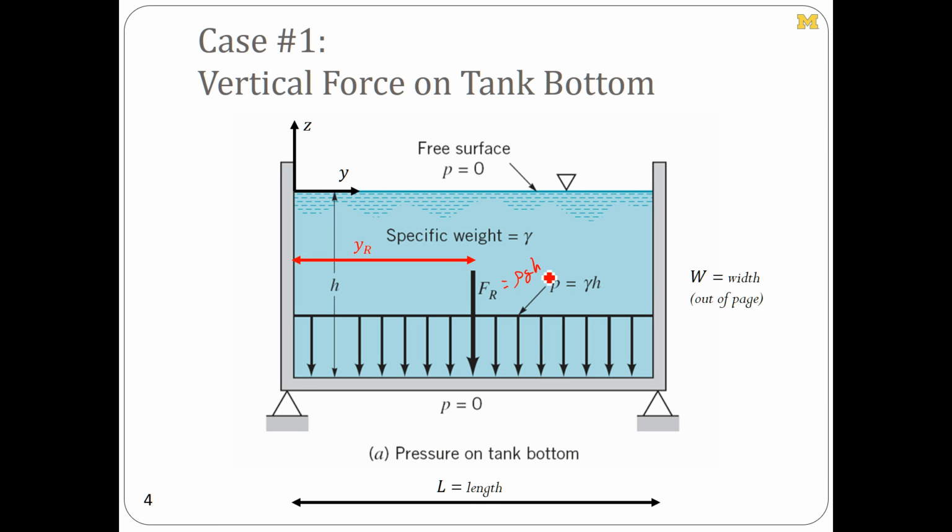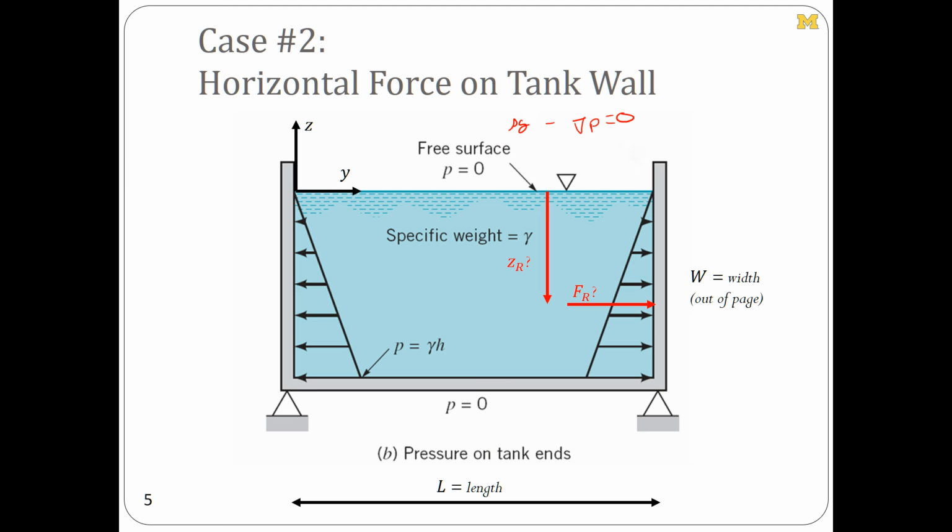So in the next example, we're going to look at how this static pressure acts on the vertical walls of the tank. Now, remember that the equation of fluid static equilibrium is given as rho g minus grad p is equal to 0, stating that the gradient of the pressure is equal to the acceleration field times density.